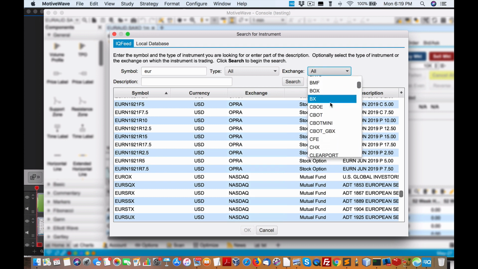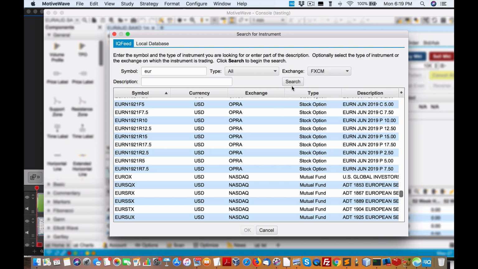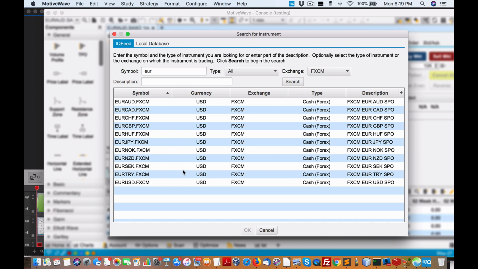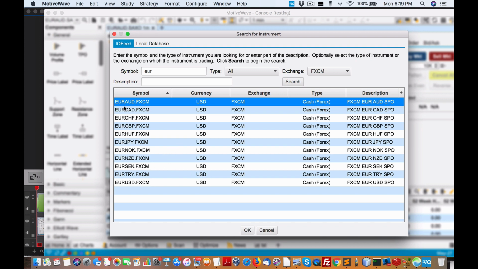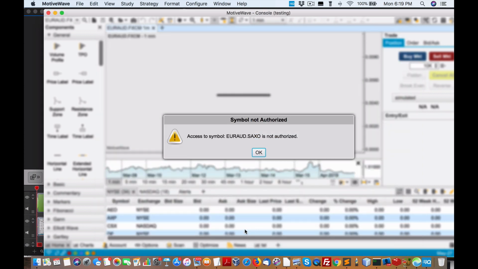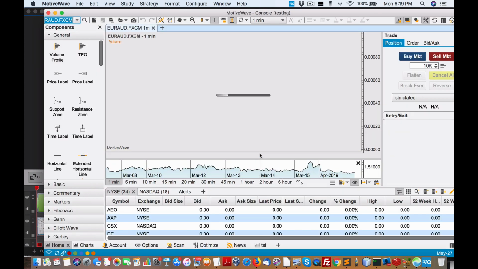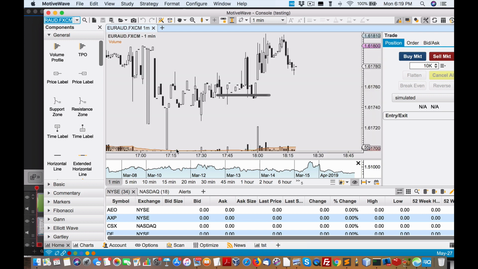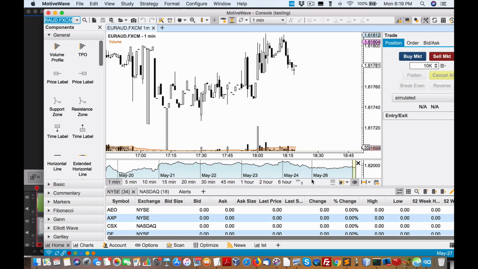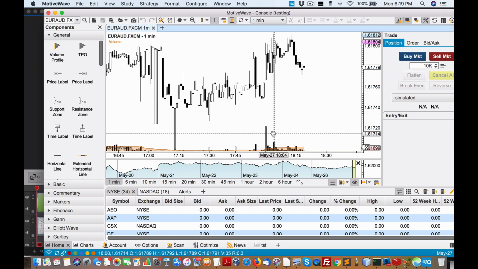Let's see if I have FXCM. Just to simplify it, let's just stay with FXCM. Hopefully this will load up. Yeah, so I don't have the authority to look at Saxo Bank, but if I did, wouldn't that be awesome? This shouldn't be happening as well. Oh, there we go. So we do have access to it. Question is, what level do I have for the tick? Well, let's just stay with 1 minute data for now.